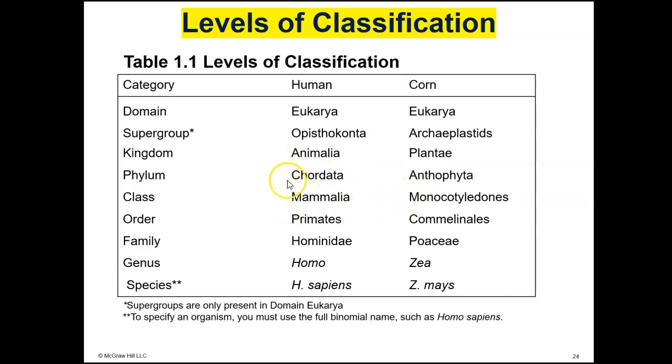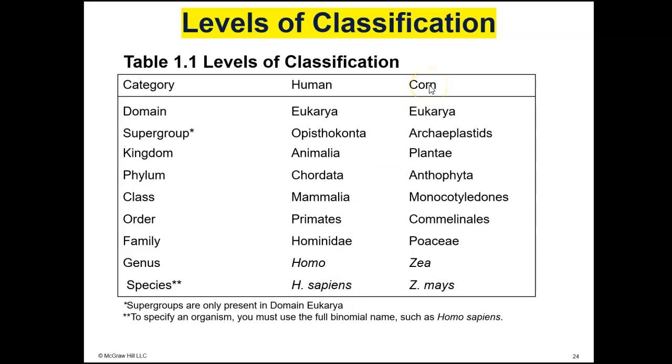The class for humans is Mammalia, so humans are mammals. They have hair and mammary glands. The order is Primates, and these will be the primates have opposable thumbs and include the apes. And then the family is Hominidae, the genus is Homo, and the species is Homo sapiens.